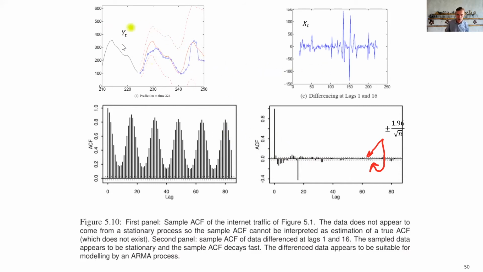I did it for the process y of t, here, the original data. I computed the autocorrelation function. This is what I obtained. You see here that this is obviously not a stationary process, but that was obvious from the beginning because of the period, and the period is visible in the autocorrelation function.